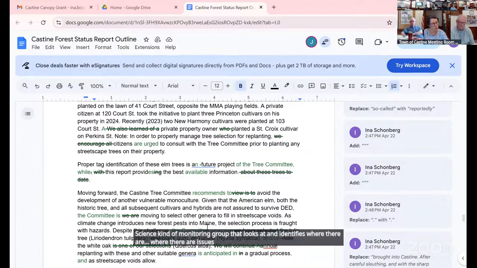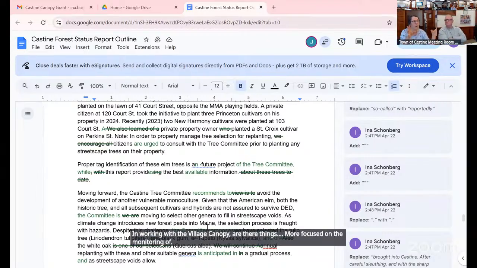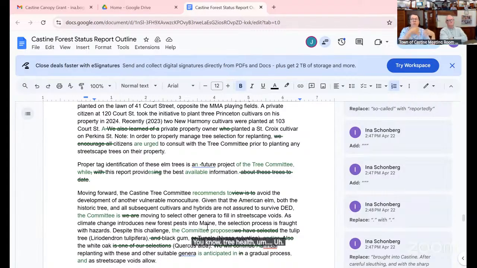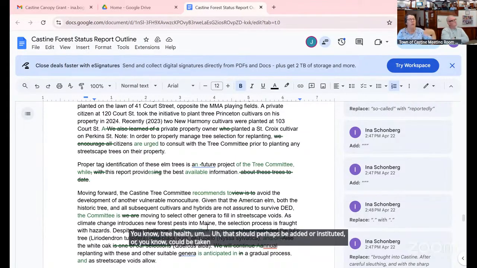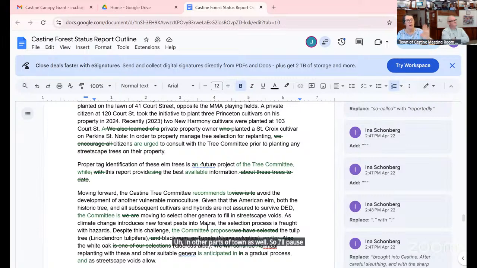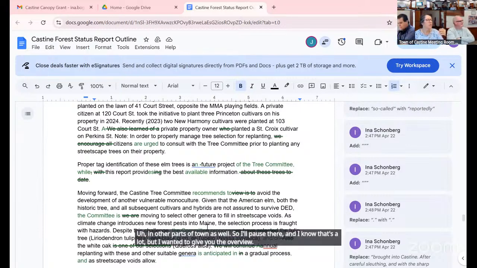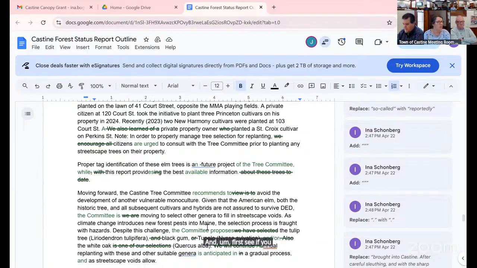And from what you've learned in working with the village canopy, are there things more focused on the monitoring of tree health that should perhaps be added or instituted, or could be taken up by a citizen group in other parts of town as well? So I'll pause there, and I know that's a lot, but I wanted to give you the overview. And first, see if you have any questions or clarifications on this broad approach.